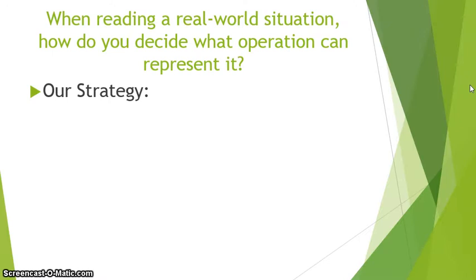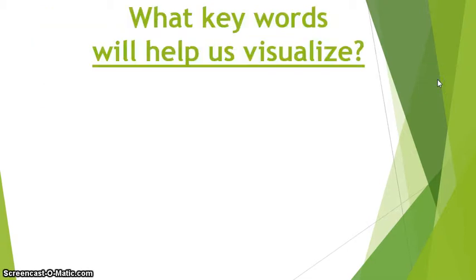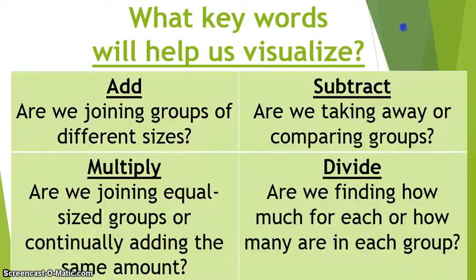So we are going to be reading a lot of real-world situations, and then we are going to be deciding what operation can represent it. We are going to have a specific strategy that we are going to use. We are going to look for keywords that will help us visualize the relationships in the problem. So what keywords are we going to be looking for that will help us visualize? Sometimes the keywords that we're looking for aren't explicitly said. Sometimes the keywords are the words that we think in our head. So here are some keywords that we're going to be trying to come up with in our head.